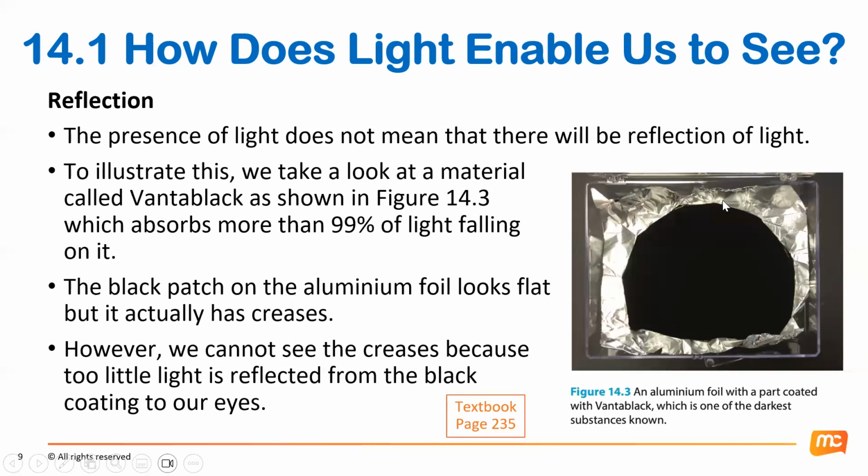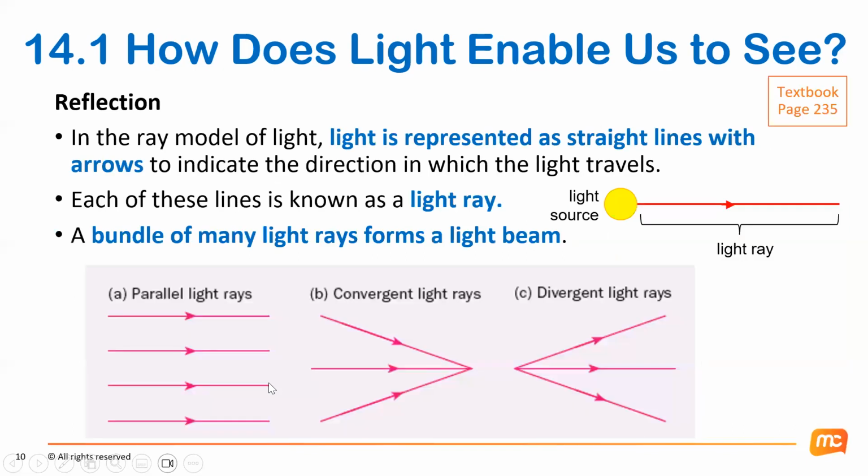So there's light from a light source in the room. You switch on the light, there's light. The light falls onto this Vantablack, but 99% of the light is absorbed by it. Only 1% gets reflected into your eyes. So the amount of light that goes into your eyes is very little, and you are unable to see clearly what is in this black patch. Too little light is reflected from the black coating to our eyes.